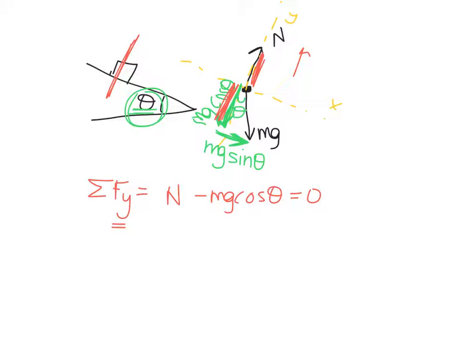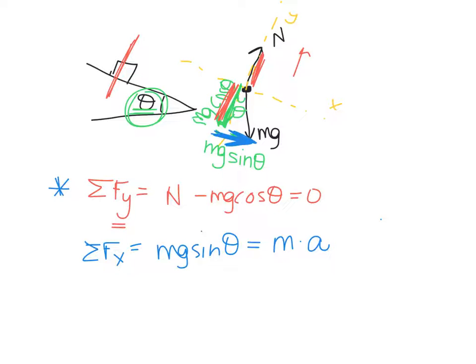And then I'm going to write the sum of the forces in the x direction, which in this case is only this mg sine. Because it is unbalanced in the x direction, it has to be accelerating in the x direction, so this is equal to m times a. So then part A asks you to solve for your normal force. My normal force is found in the sum of the forces in the y direction equation, so I'm going to use that one.